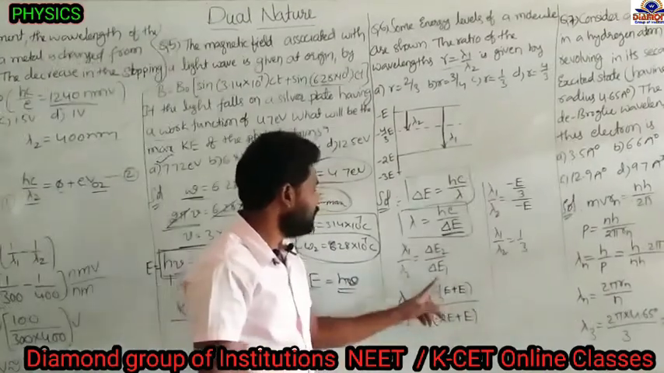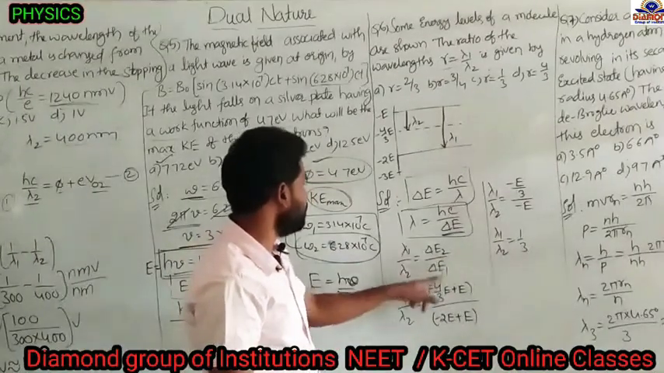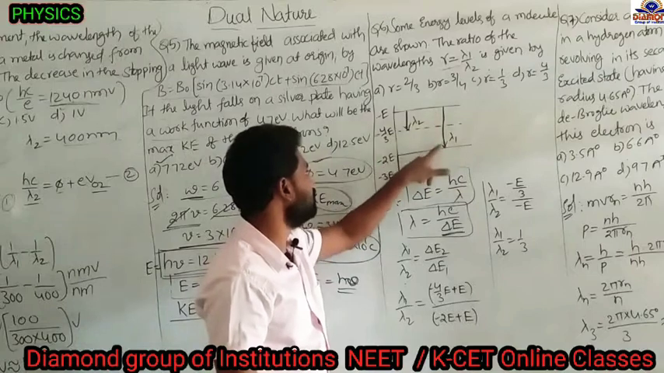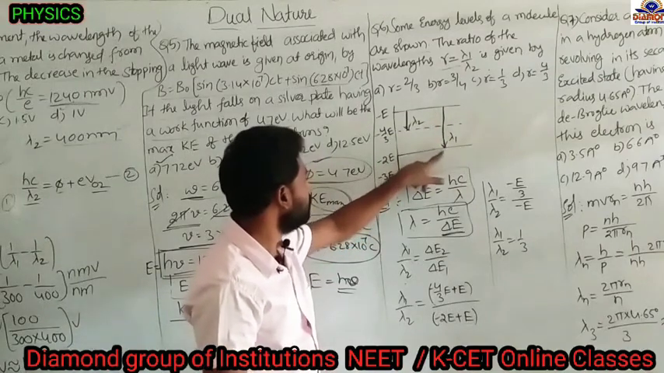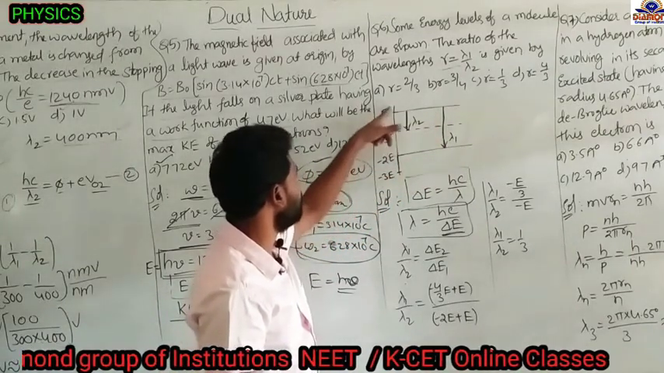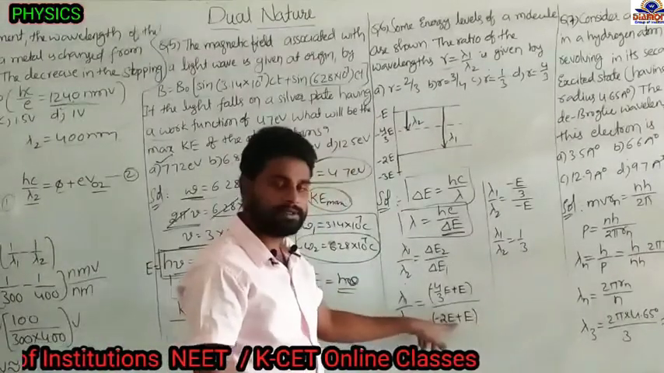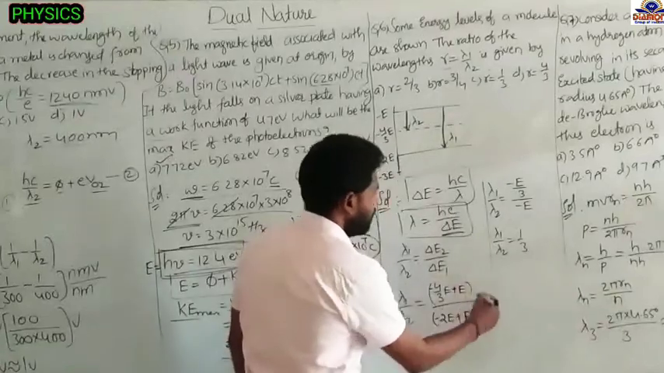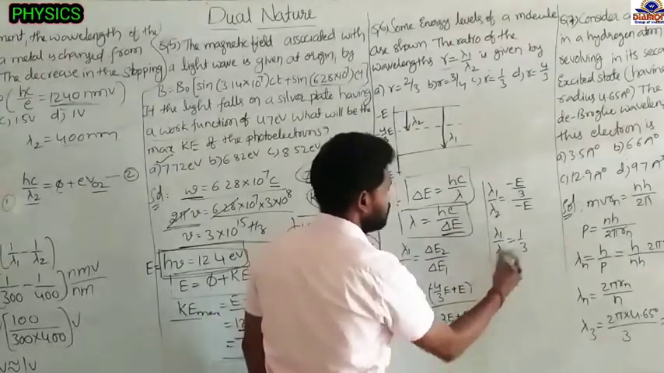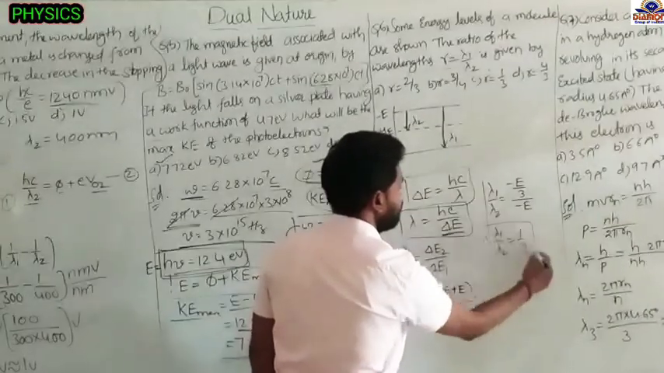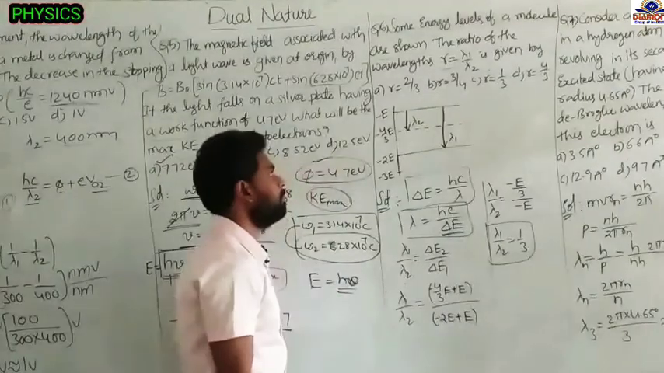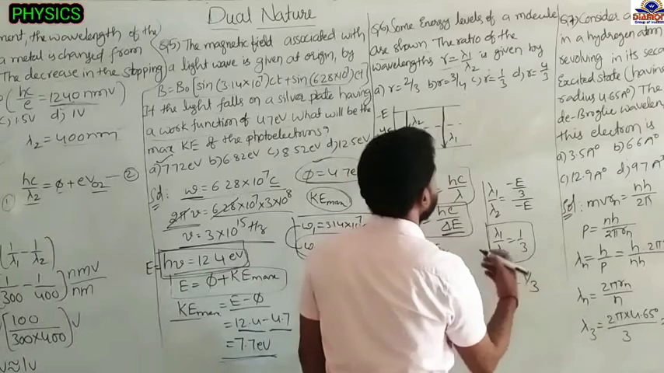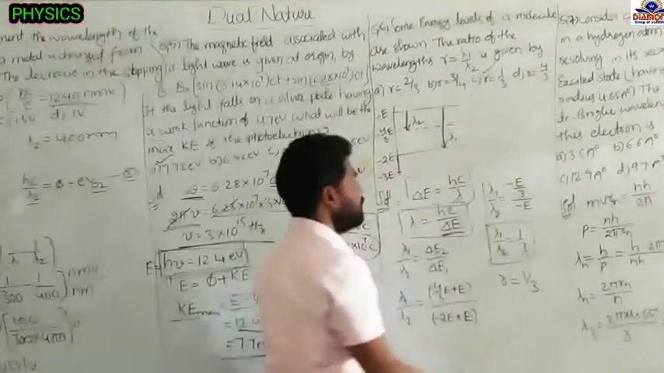Delta E1 is associated with the wavelength lambda 1, the energy difference between these two energy levels. That is minus 2E minus of minus E, so minus 2E plus E. Simplifying, delta E2 is minus E by 3 and delta E1 is minus E, the minus E cancels, so lambda 1 by lambda 2 equals 1 by 3. The ratio lambda 1 by lambda 2 is 1 by 3. Option C is the right answer.